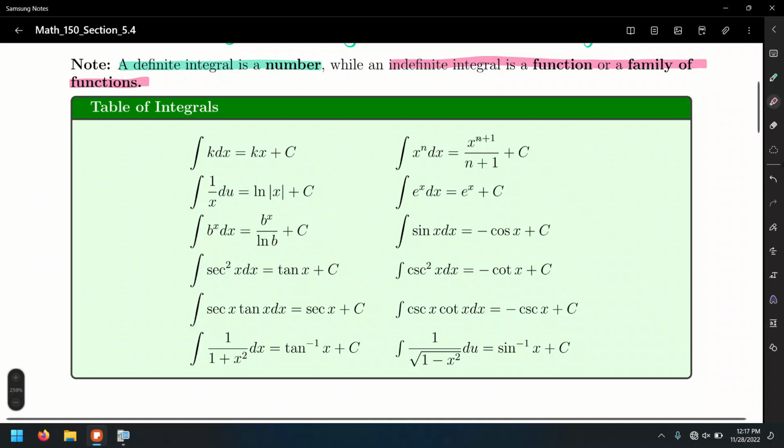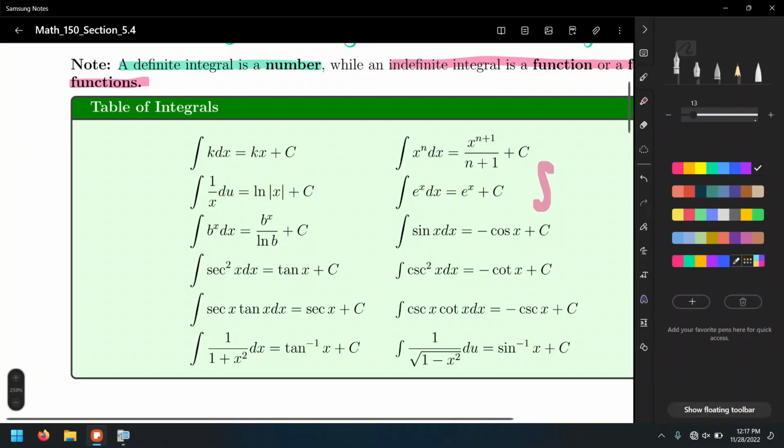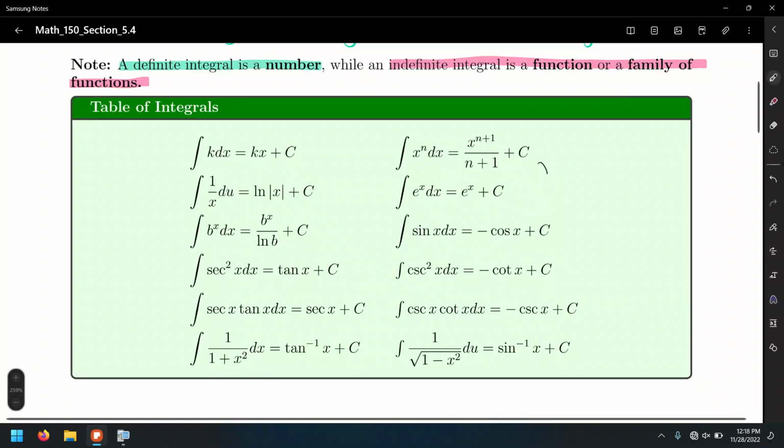You know, the general power rule: add 1 to the exponent, divide by that new exponent. The integral of sine is negative cosine. The integral of cosine, never mind, it's not here for whatever reason. Let me write it down, I think it would be worth having. The integral of cosine x dx equals sine x plus c.